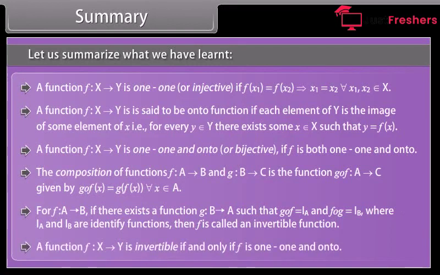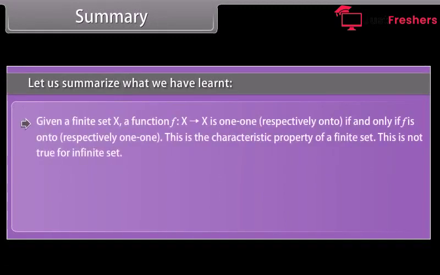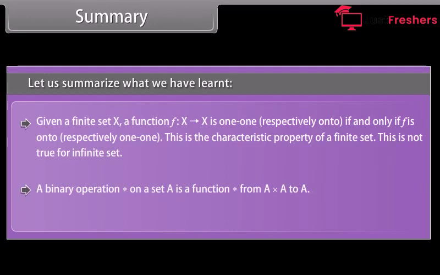A function f from X to Y is invertible if and only if f is one-one and onto. Given a finite set X, a function f from X to X is one-one, respectively onto, if and only if f is onto, respectively one-one. This is the characteristic property of a finite set. This is not true for infinite sets. A binary operation * on a set A is a function * from A × A to A.